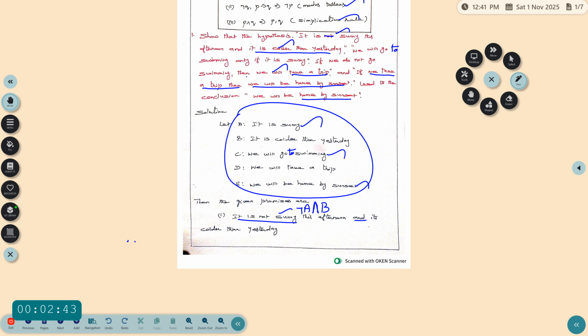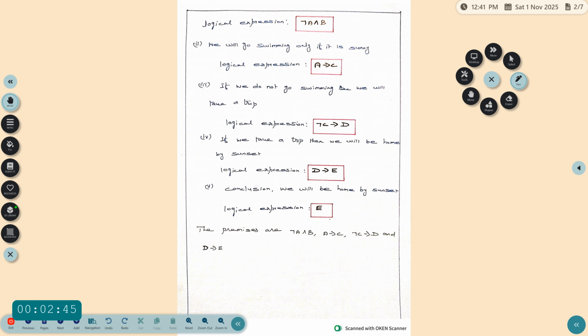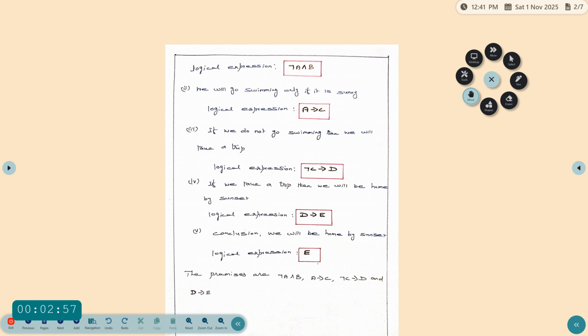Next, what is the second one? We will go swimming if it is sunny is the second sentence. First, if it is sunny is A, and we will go swimming is the implied part, C. So how do we write the logical expression? A implies C. This is the conditional law.